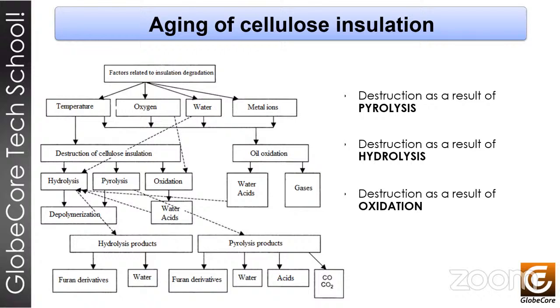Destruction as a result of the oxidation. The need for control of oil oxidation and the presence of water in the oil has been established for a long time. It is known that at a sufficiently high acid concentration, cellulose can be decomposed into glucose completely in only one day.